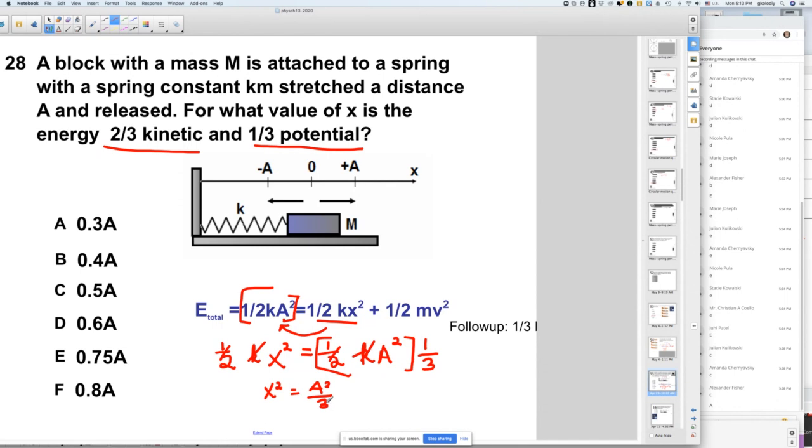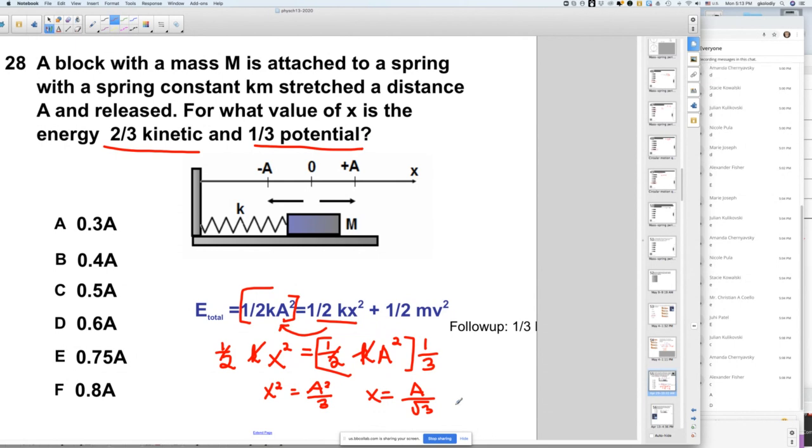No, don't forget, you've got to take the square root of the 3 here. I see somebody put down A. That's a good shot, but you forgot to take the square root. So don't forget, you take the square root of the things on the right. The square root of A squared is A, but you've got to divide it by the square root of 3. That's better there, Alexander.